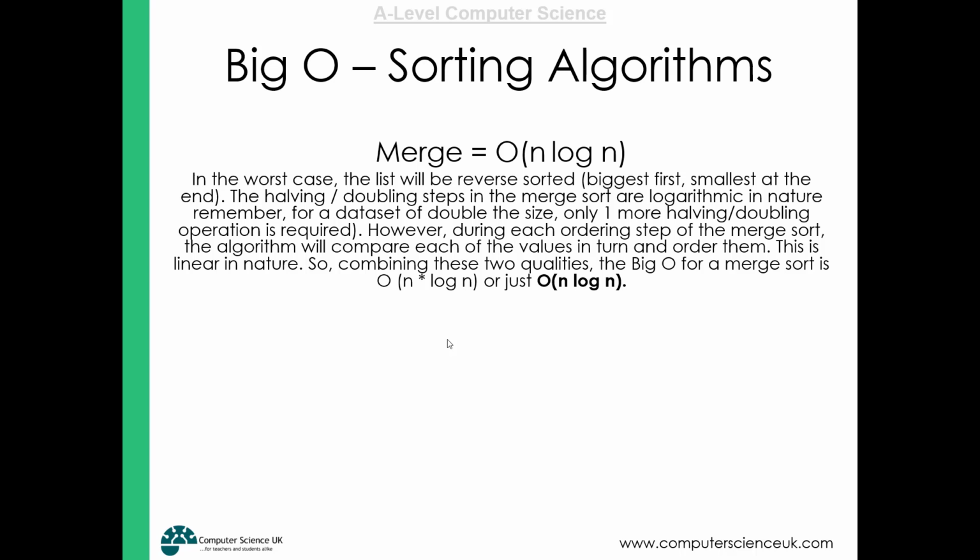However, the merge sort also needs to work through the sets of data after each time it's doubled in size. It still needs to compare the items and order them. And because it's going to compare each of the values in turn and order them, that part of the algorithm is linear in nature. So combining those two qualities, the big O for the merge sort is O(n log n). You've got the linear part where it's comparing each of the items and the logarithmic part where you're halving and doubling. So putting that together, in the worst case, the merge sort big O is O(n log n).